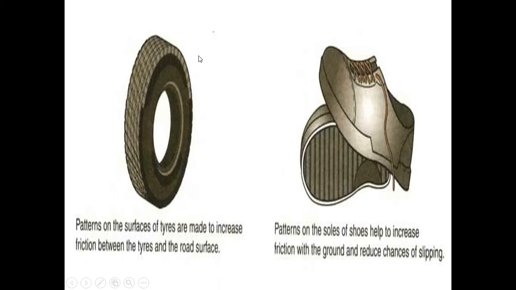Now here you can see the tire. The pattern on the surface of the tire is made to increase the friction between the tire and the road surface. Yes, so you can see the irregular surface in the tire, which will increase the friction between the tire and the road.